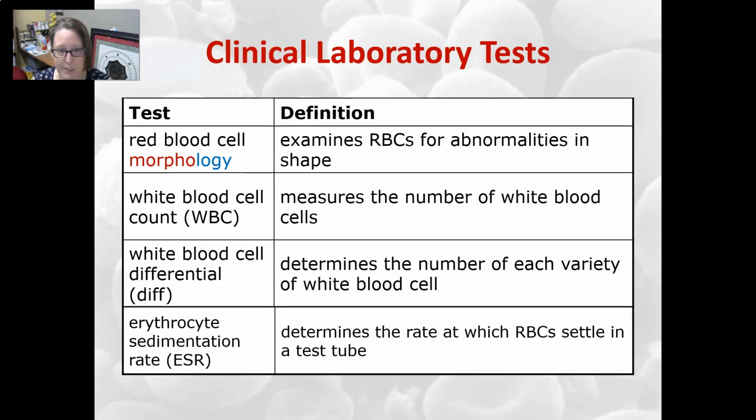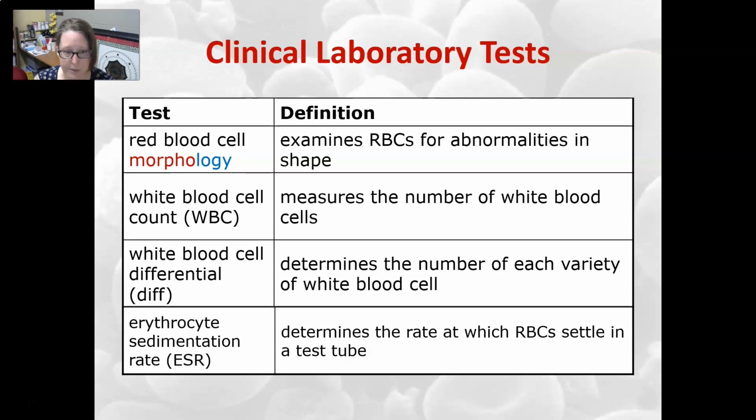The white blood cell count measures the number of white blood cells in a set volume of blood. And the white blood cell differential determines the number of each variety of white blood cells. If you go back to the anatomy and physiology video of blood, you will know that there are neutrophils, lymphocytes, monocytes, eosinophils, and basophils. The white blood cell differential will give you the percentages of each. Normally, let's say 60 to 65% neutrophils, 25 to 30% lymphocytes, 10% or less monocytes, and usually 1 to 2% or less of eosinophils and basophils.